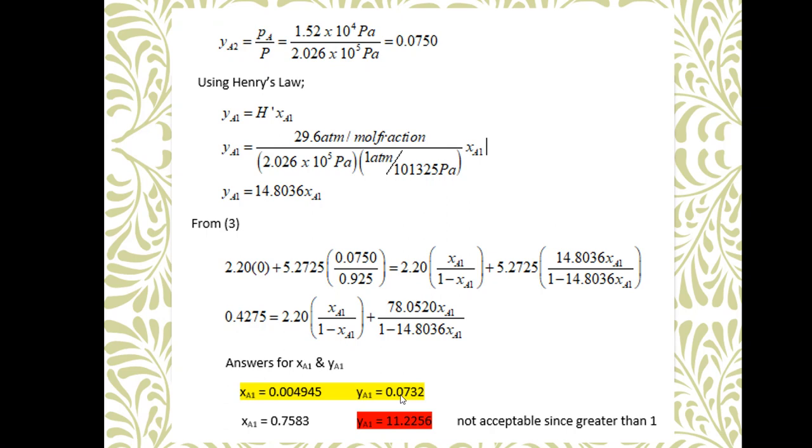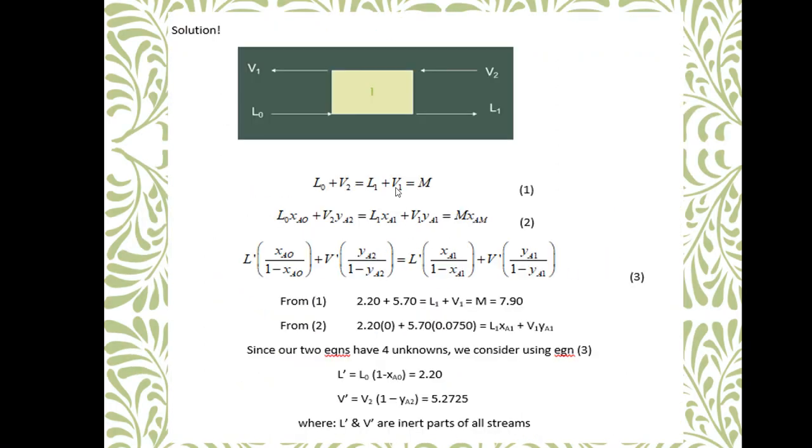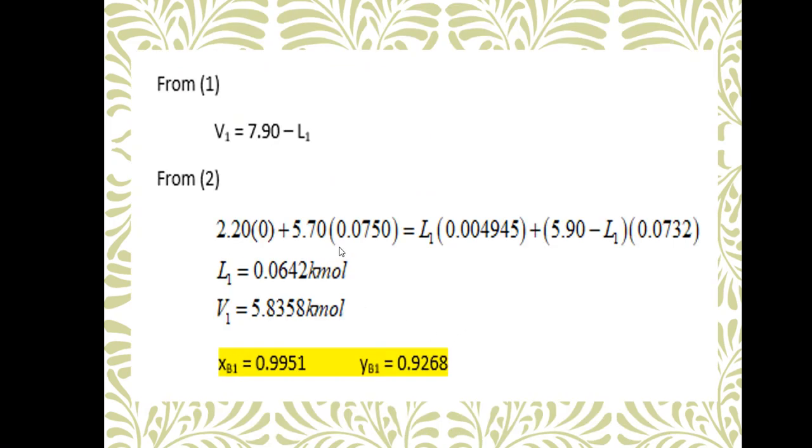Then we need to find the amounts because we are asked to find the amount. From equation 1, since the total number of moles of L0 and V2 is 7.9, we can express V1 in terms of L1. Now, this we will substitute to equation 2 in lieu of V1. This equation 1 and equation 2, by the way, are these two. Now, if we substitute the values that we have for XA1, YA1, and V1 in terms of L1 here, we will get these two values for the streams.